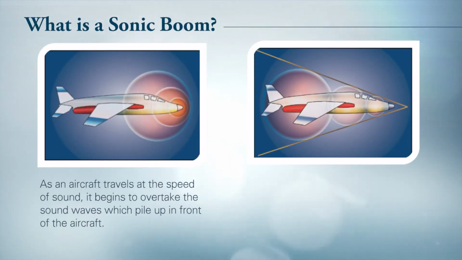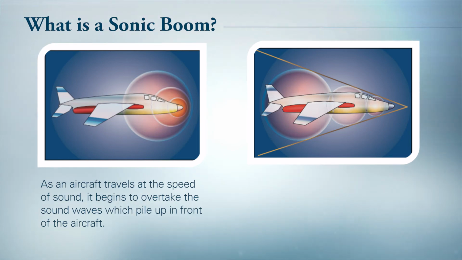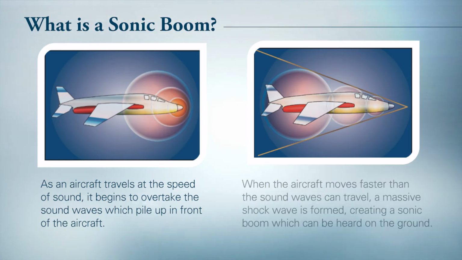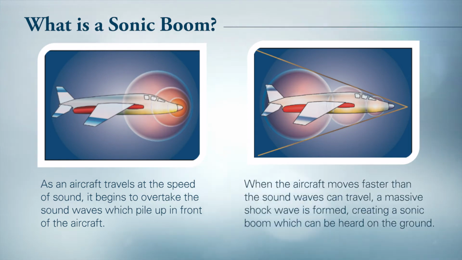As an aircraft travels at the speed of sound, it begins to overtake the sound waves which pile up in front of the aircraft. And when that aircraft moves faster than the sound waves can travel, the mask shock wave is formed, creating a sonic boom which can be heard on the ground. That sonic boom is a loud thunder-like noise heard by the person that's on the ground when an aircraft flies overhead at supersonic speed. Air reacts like a fluid to supersonic objects, and as objects travel through the air, molecules are pushed aside with great force.